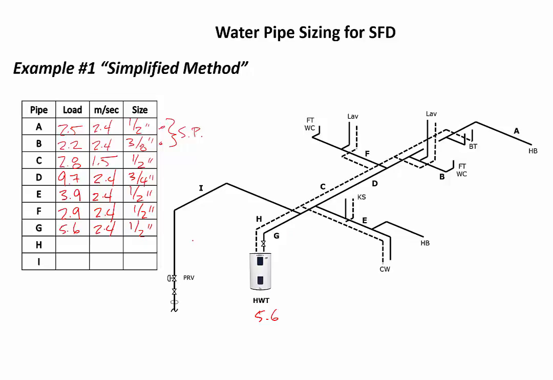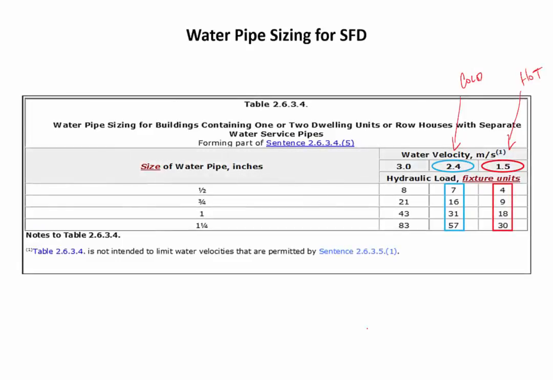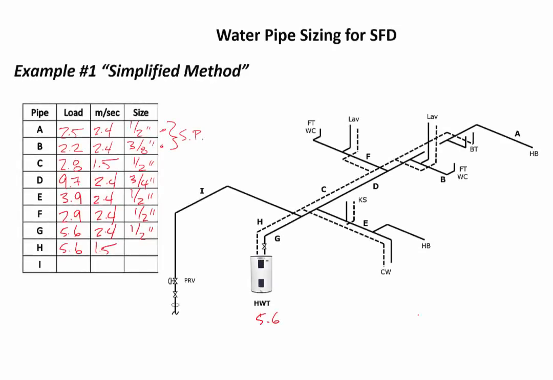H, same load, but different velocity, because now we have the water heated, and as per manufacturer, we have to slow it down to 1.5 meters per second. Looking at table 2634, you'll find that it's interesting. Now we have to have 3/4. So we're not exceeding 9 fixed units. 3/4 inch leaving the tank, 1/2 inch feeding the tank.